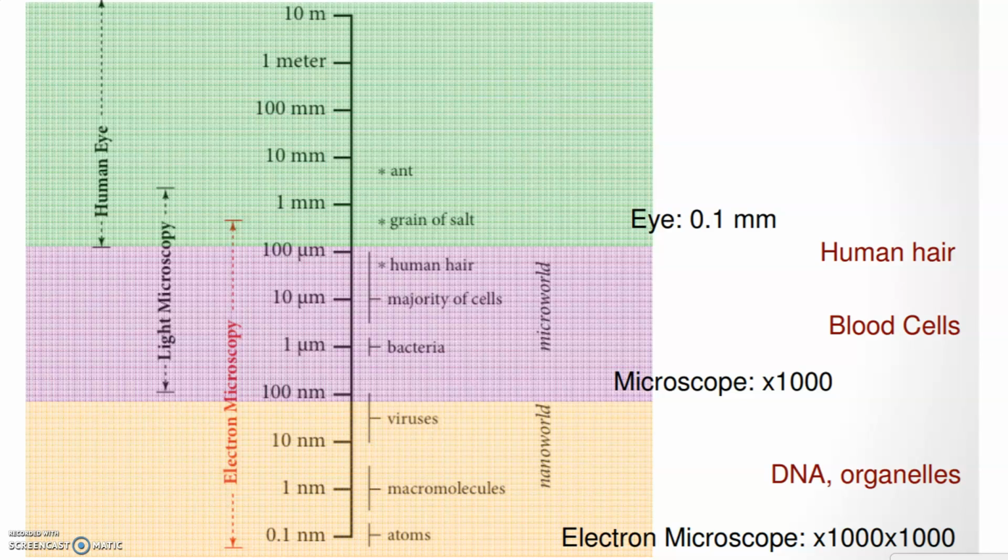And this is the resolution of the eye, that is 0.1 millimeter. And this is the microscope which has 1000x, through which we can see the bacteria, human hair, majority of the cells. So our eye has poor resolution. In the case of electron microscopy, its magnification is 1000x into 1000x. So double of the normal microscopy, so that we can see viruses, macromolecules, atoms, etc. For example, DNA, organelles, etc. can be observed through electron microscopy.